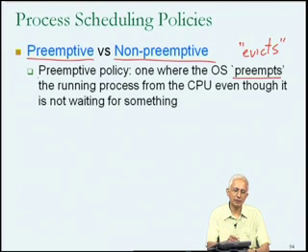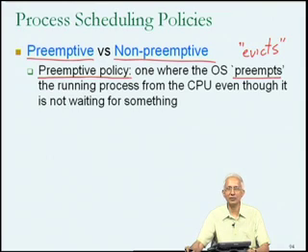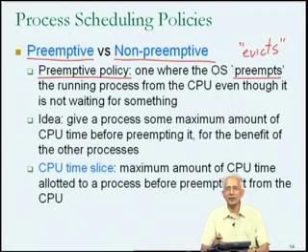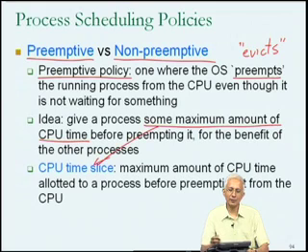So we expect that in Unix and Linux systems we are going to find this kind of preemptive policy. Now the question which may arise is, when does the operating system preempt a process? An idea which is often used is that in a preemptive scenario, the operating system might give a process some maximum amount of CPU time and then preempt it. The reason for preempting it is to give some benefit to the other processes which are ready on that system. Now the term CPU time slice is often used for that maximum amount of CPU time.